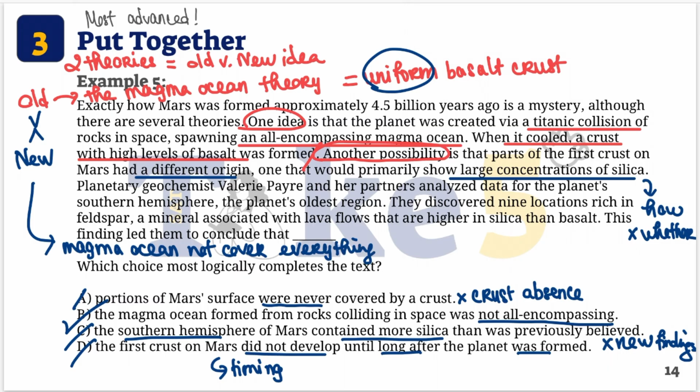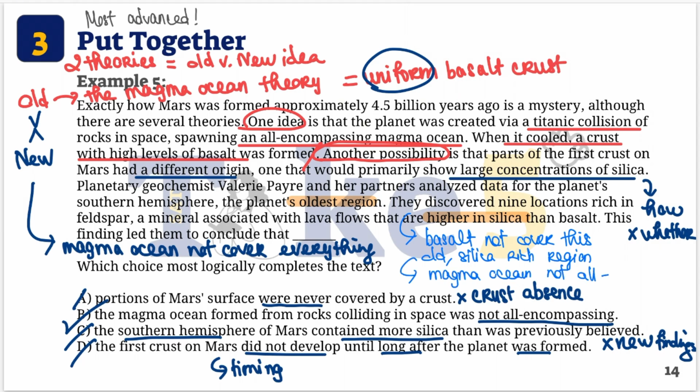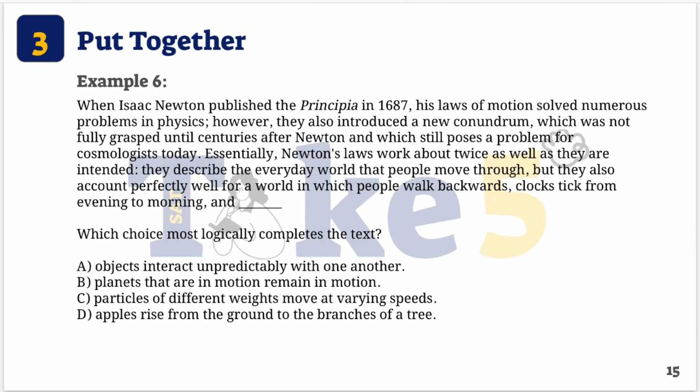The leap here requires connecting feldspar and silica findings back to what the magma ocean theory specifically predicted, but it's a safe flip. High silica in the oldest crust means the basalt-producing magma ocean didn't cover this region, so the magma ocean was not all-encompassing. The last example is a slightly different way the SAT can test your inference skills. Instead of making a leap from the entire passage, you can make a logical guess from just items in the list mentioned right before the blank space.